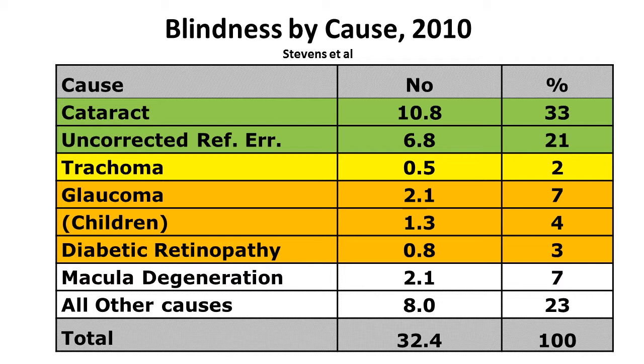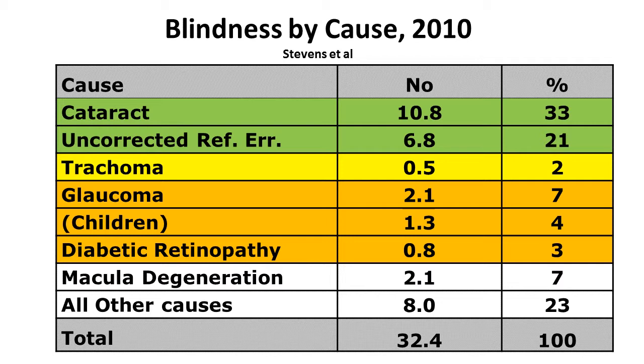Trachoma is preventable. This is gradually decreasing with the global elimination of trachoma program. And then we have emerging conditions such as glaucoma and diabetic retinopathy, together with some children's problems like retinopathy of prematurity. And putting these together, they are now about 13, 14, 15% of global blindness. And they would be preventable, but obviously more difficult to prevent than the conditions such as trachoma, vitamin A deficiency.